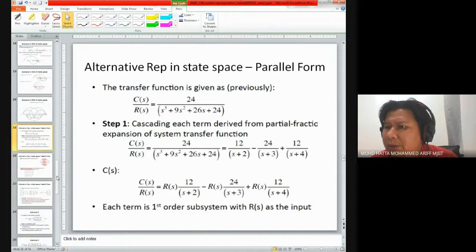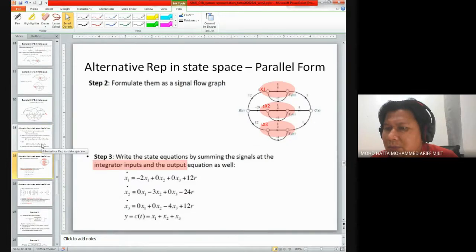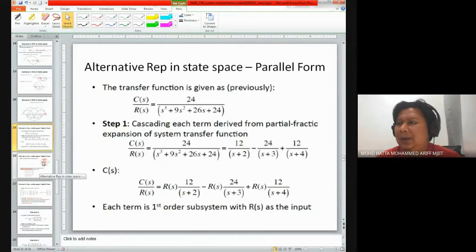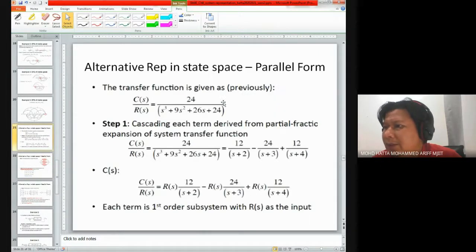I will not go into details about this form because we will not tackle this form in our assessment and also in our final test. What I try to highlight here is the form itself, the pattern of the parallel form. If you see here, let's say we have a transfer function like this, and the process of getting into a parallel form representation of our state space uses a different procedure compared to what we saw earlier. The first thing for the parallel form is that we need to cascade each term. So here we see we have cascading. It's a bit difficult compared to what we saw earlier.